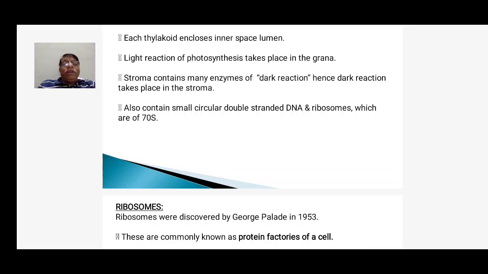If we examine carefully, the stroma also contains circular double-stranded DNA molecule. Circular DNA, an important point for NEET or CET. And also contains ribosomes. Ribosomes of 70S only. Okay. So that's all about the chloroplast. Very important for 5 marks for the main examination.